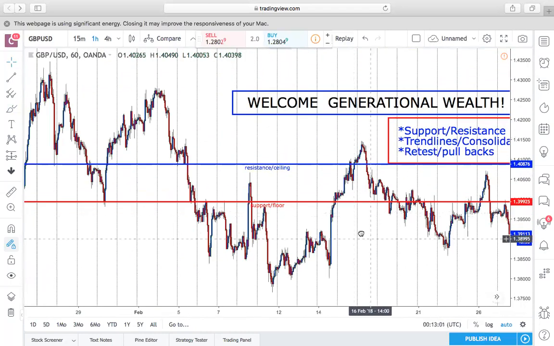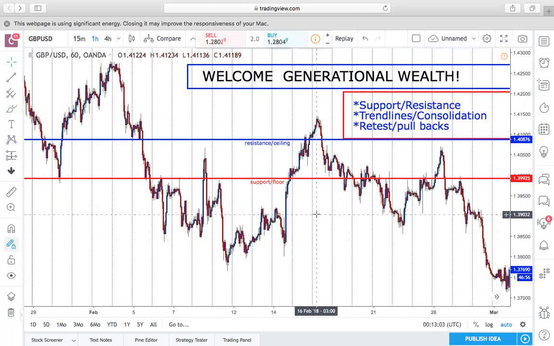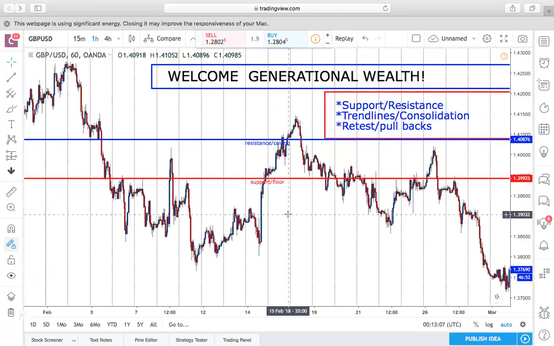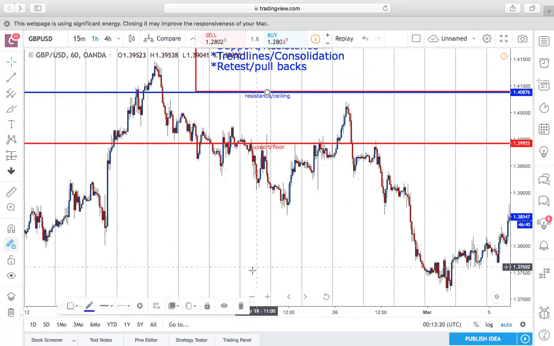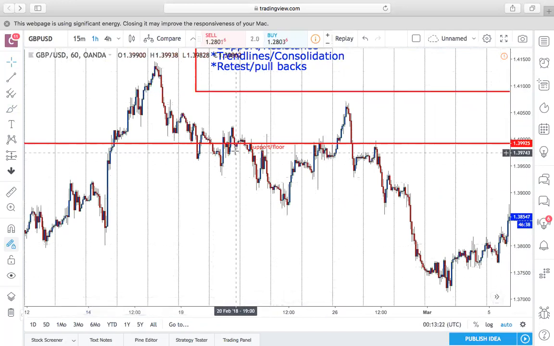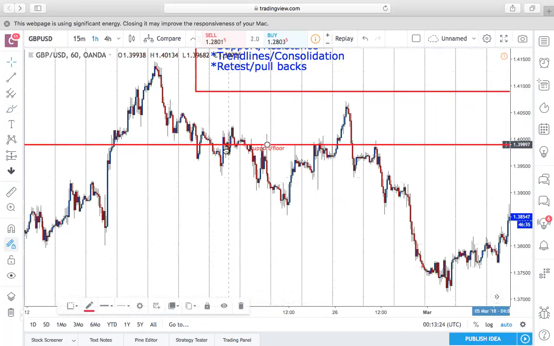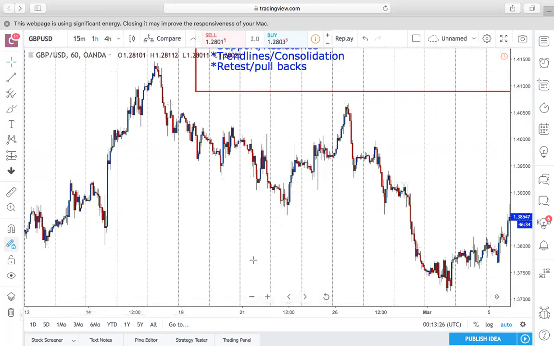Just remember, the market does not know we're placing these support and resistance lines on it. That only works in TradingView. These lines do not exist to the foreign exchange market. So that sums up exactly what support and resistance is. Support, our floor, and resistance, our ceiling.